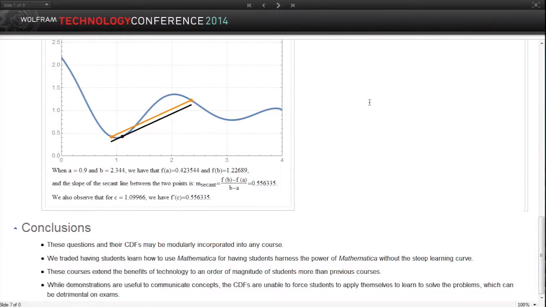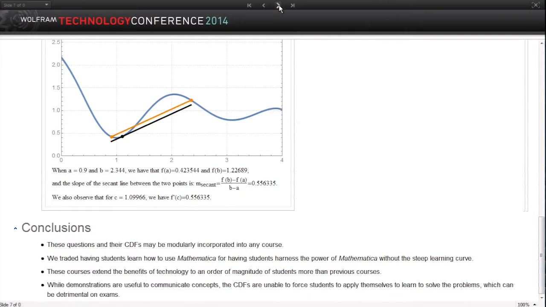The last conclusion, though, is one that every teacher faces. While these concepts are beautifully demonstrated in CDFs, the CDFs themselves are unable to force students to apply themselves. And this is, again, a similar concept to what we saw in the conclusion from those 30 to 60 student classes. You cannot force students to apply themselves. And this can be detrimental for students on exams, no matter what size the class is. But we are collecting a lot of data on how this is going this semester. So probably in another year, we'll have more concrete numbers to give for it.